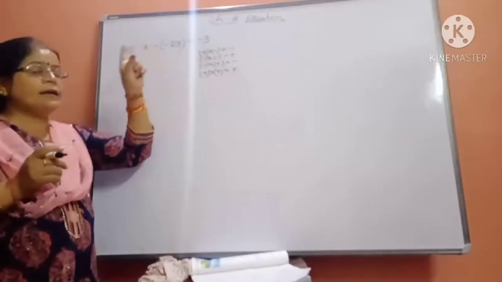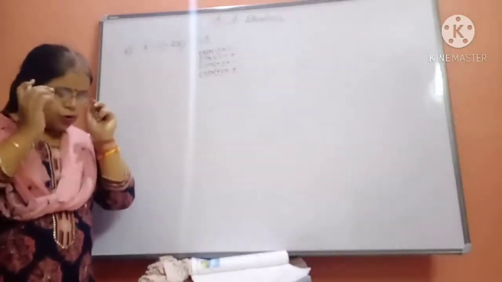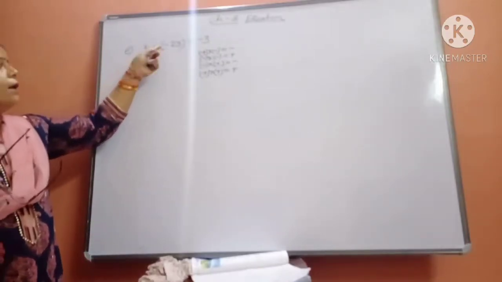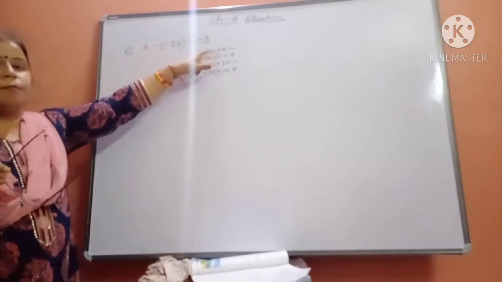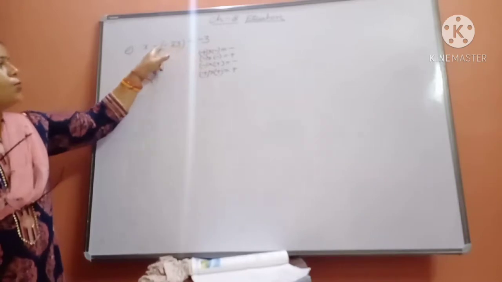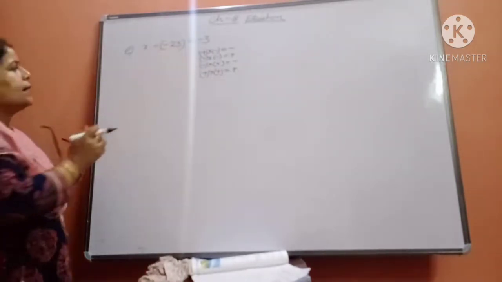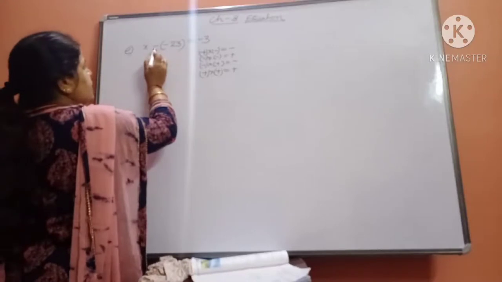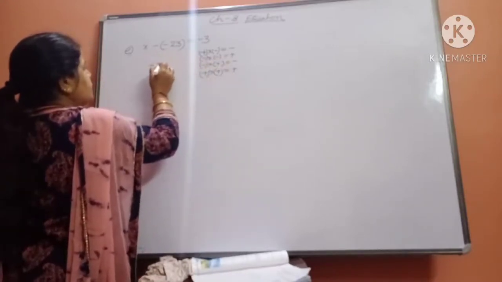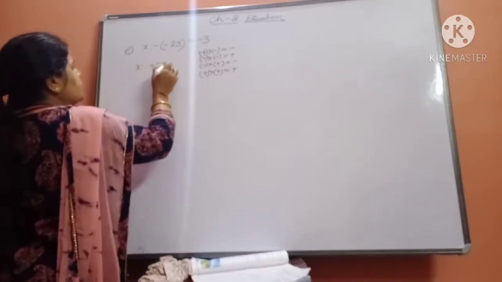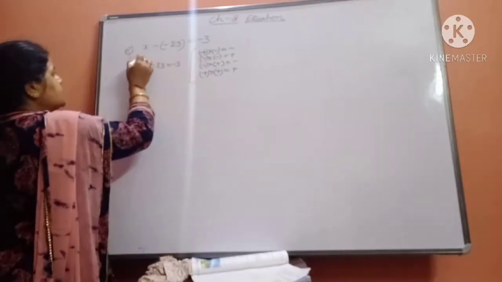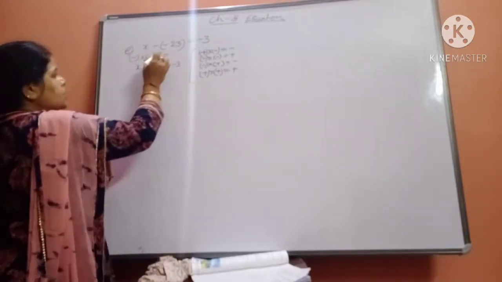Because two signs cannot go together, I taught you this at that time. So we will apply these rules of multiplication of signs to open the brackets. You can see here, outside the bracket is minus and inside the bracket is also minus, so they will become plus. So it will become x plus 23 is equal to minus 3. Now this will become your question. Which rule have we applied? Minus into minus is equal to plus. Here this rule we have applied.